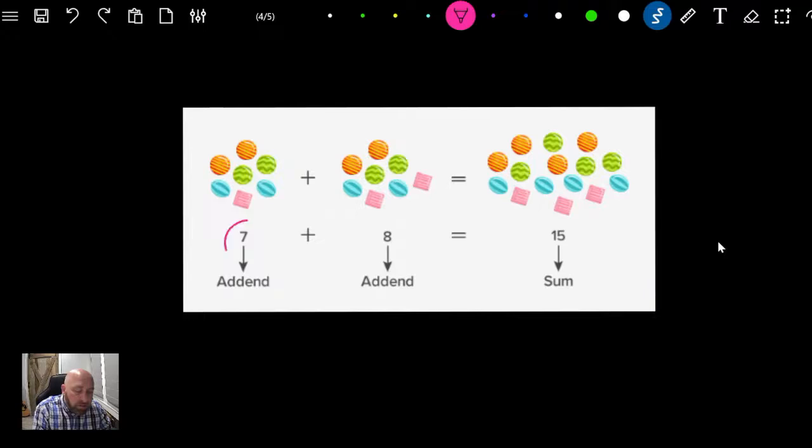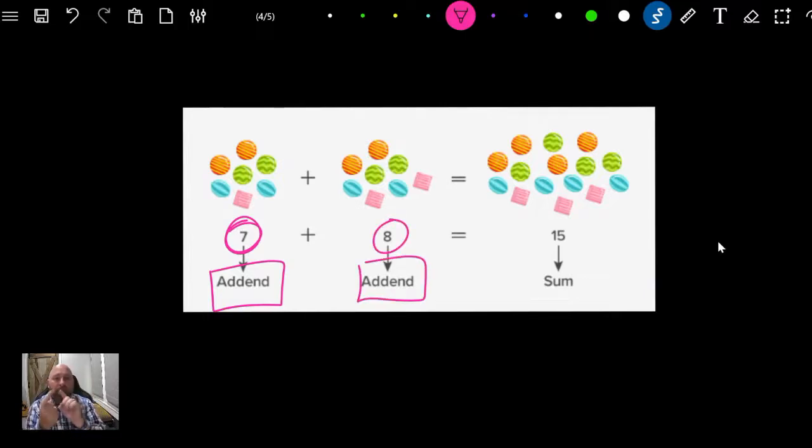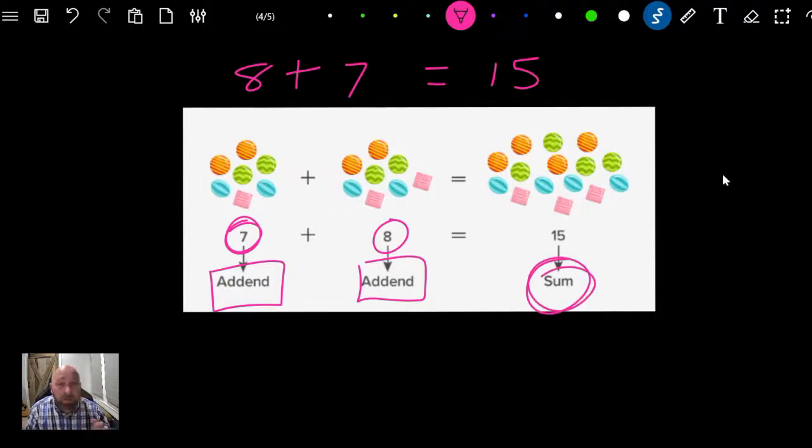The first number, the 7, is called an addend. In addition, the second number, this 8, is also called an addend. And here's the cool thing about that. You can switch those. So if we switch that to 8 plus 7, that also equals 15, right? So the addends can switch around, no problem. And then the answer to an addition problem is always called the sum.